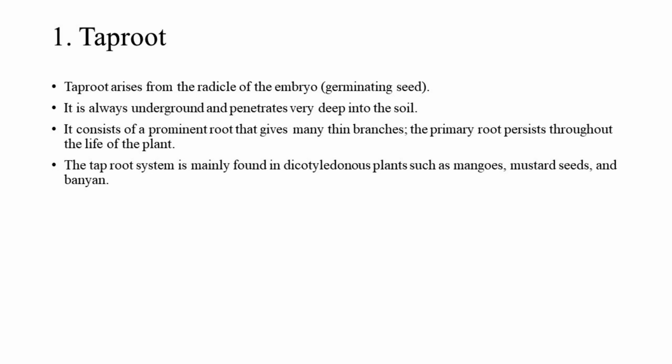1. Taproot. Taproot arises from the radicle of the embryo of the germinating seed. It is always underground and penetrates very deep into the soil. It consists of a prominent root that gives many thin branches. The primary root persists throughout the life of the plant. The taproot system is mainly found in dicotyledonous plants such as mango, mustard, and banyan.